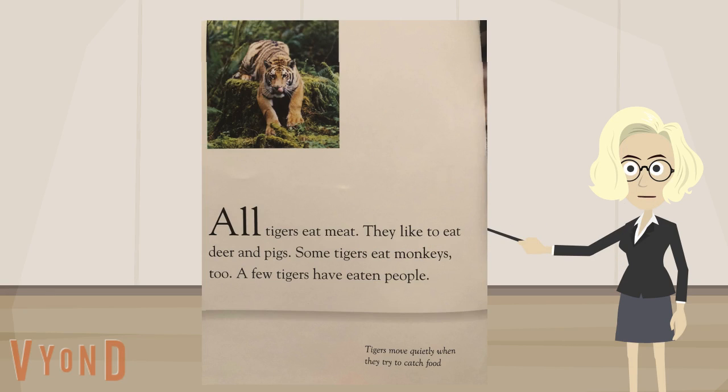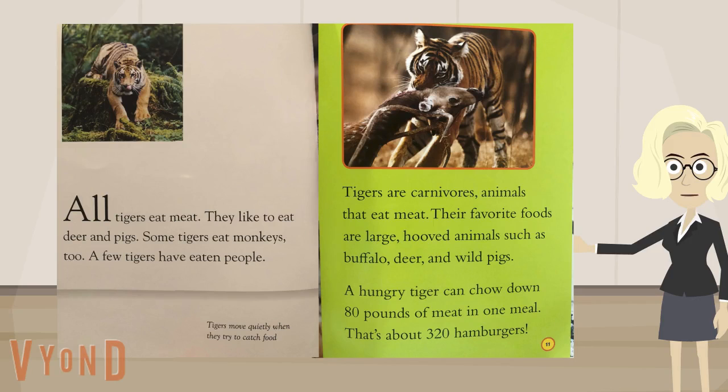And then this next book that we were looking at, Amazing Animals, all about tigers, the author is also talking about what kinds of meat a tiger might eat, but she refers to monkeys. And then if you remember, it says a few tigers have eaten people. So both books are teaching us about tigers, and both books are teaching us about what tigers eat.